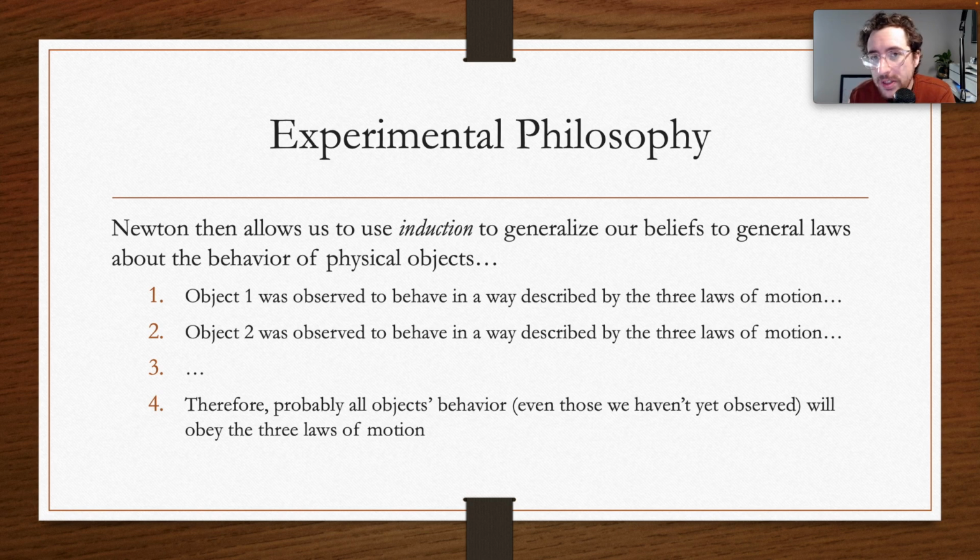And then we use that to generalize and say, so probably all objects behave this way, even those we haven't yet observed. So the orbits of the planets that we haven't observed directly, that we haven't seen for ourselves, in the future will also obey these three laws of motion. Anything I run into, even if I haven't observed it yet, according to these laws of motion, will obey this behavior as well.